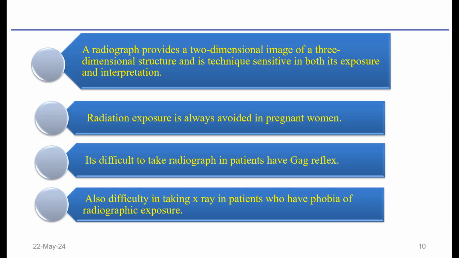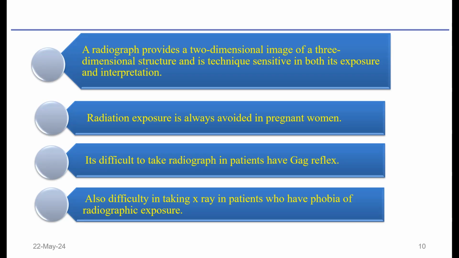A radiograph provides a two-dimensional image of a three-dimensional structure. That is the major drawback. And it is technique sensitive in both its exposure and interpretation. Radiation exposure is always avoided in pregnant women, so that's the reason we don't prefer taking a radiograph. Rather, we take the help of an apex locator to finish off the RCT in pregnant women.